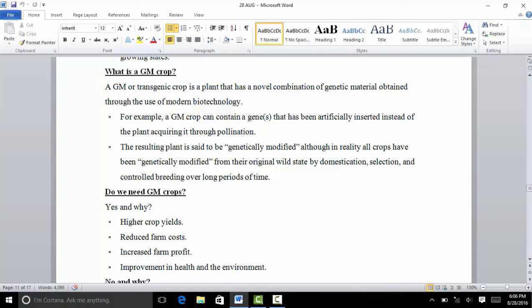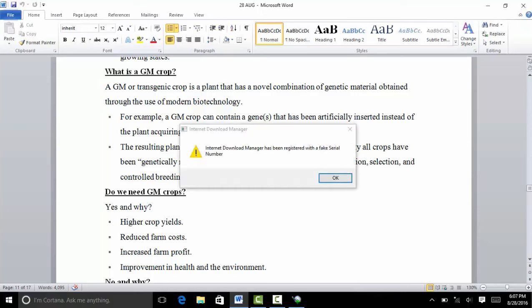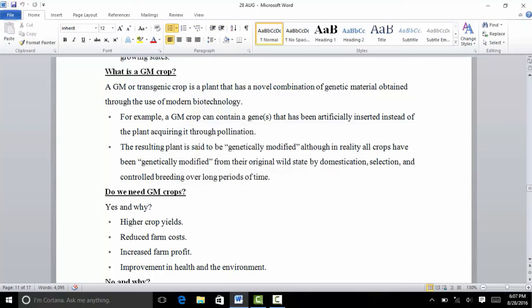So what is a GM crop? Of course, genetically modified crop. When a new gene or a set of genes are artificially inserted into a plant with a view to improve cultivation or help improve its resistance towards a particular disease or a set of diseases or drought, it's called a GM crop. In fact, most of the crops that we are commercially cultivating are GM crops in a way.